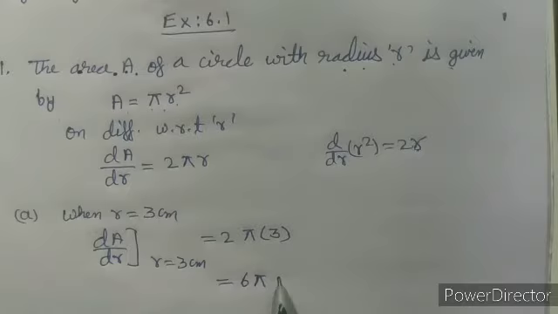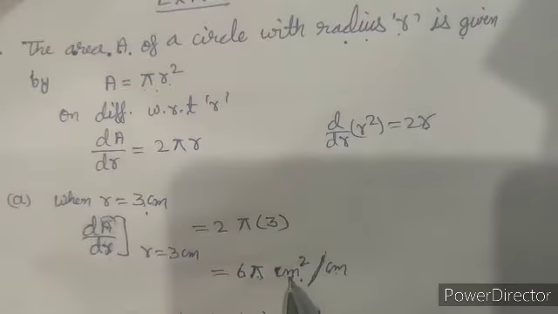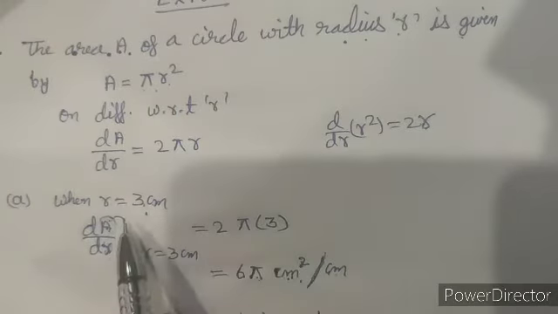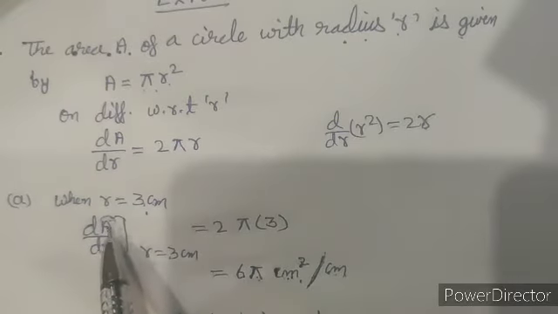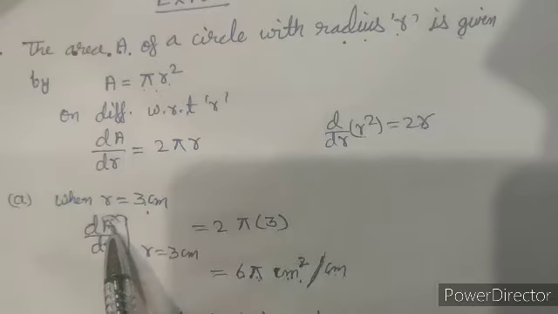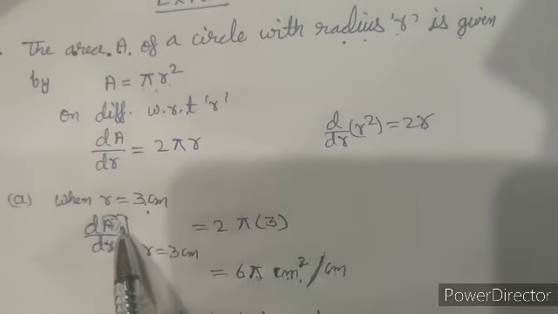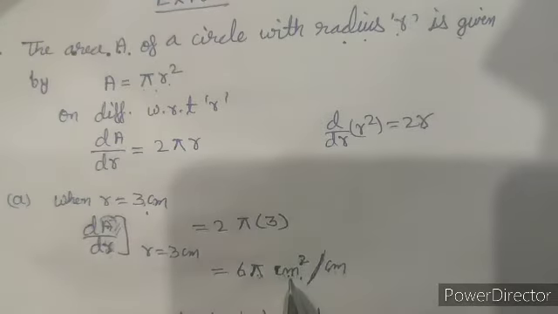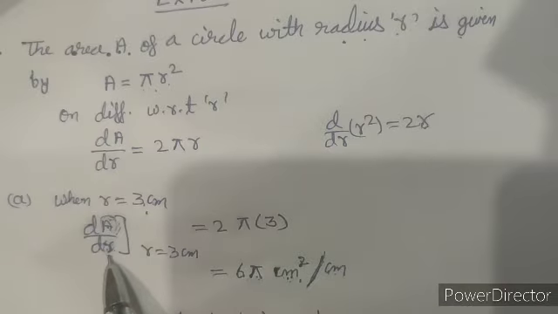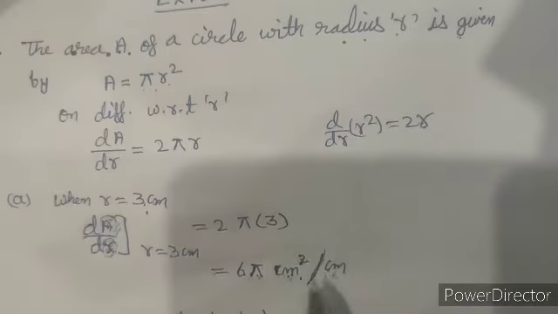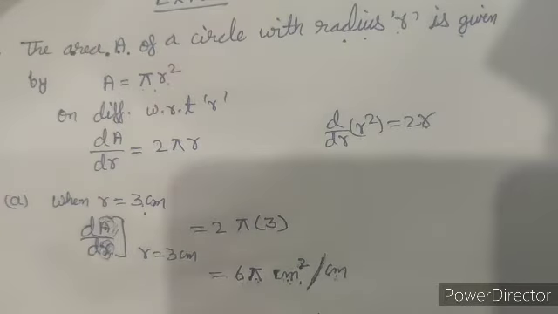Now area is given. Area of the circle will be in centimeter square as the radius is in centimeter. Here we have to keep in mind that this is dA by dr. Area of the circle will be in centimeter square upon dr, and here we are differentiating A with respect to r, that is radius, and radius of the circle is in centimeter. So its unit will be centimeter square per centimeter.